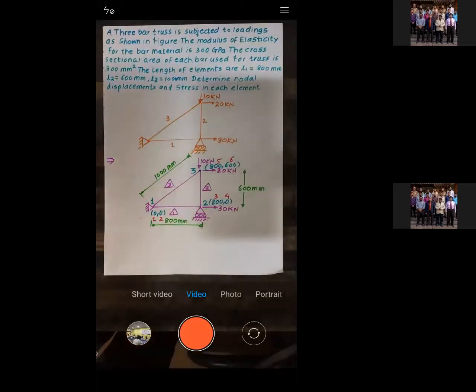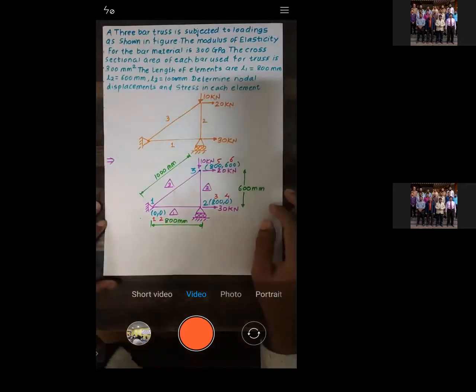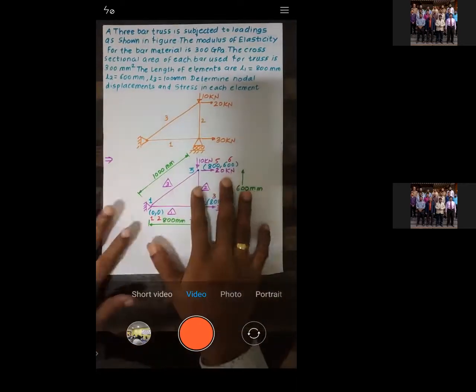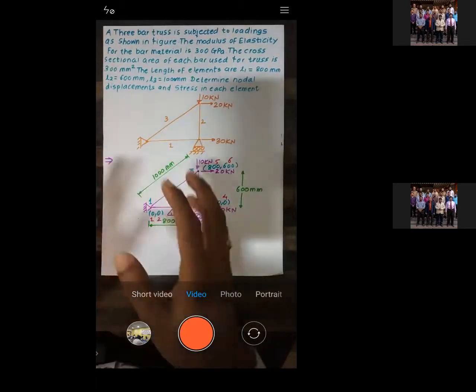In the last session, we started with this problem, and we were able to cover some part of it. So I will just brief you. One hour before, we started with this problem.